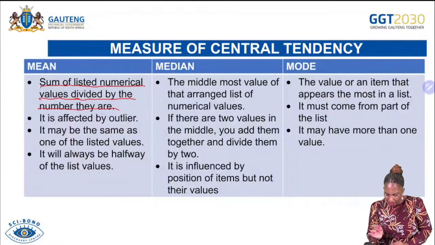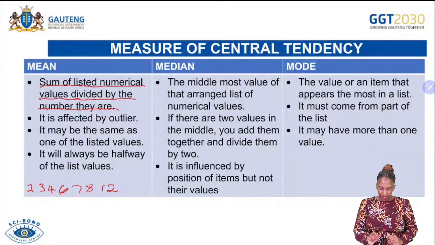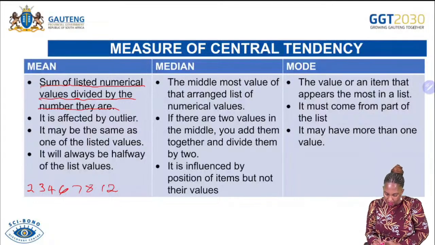So let's quickly take, for example, we have size 2 in a class, and then we have size 3, size 4, size 6, size 7, size 8, and then we have size 12. These are different sizes. Now, when you look at them, how many are they? It's 1, 2, 3, 4, 5, 6, 7.